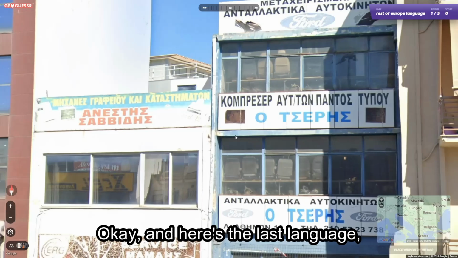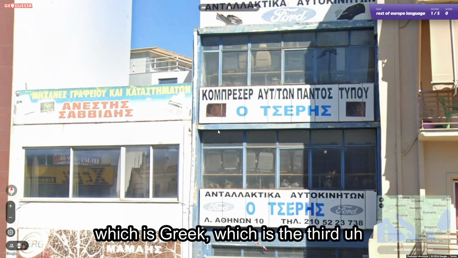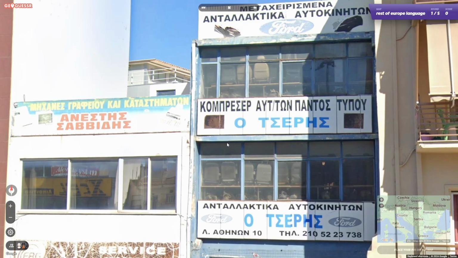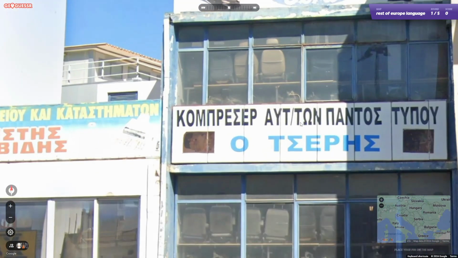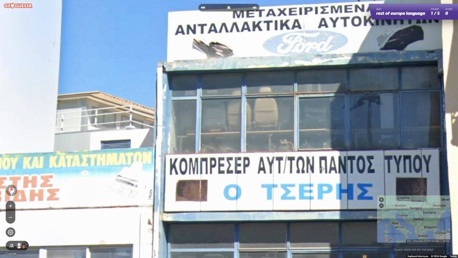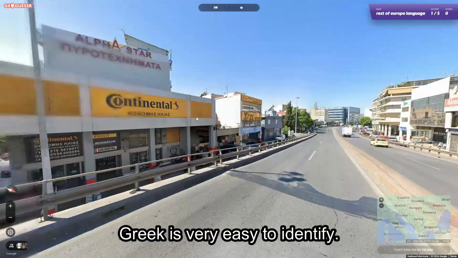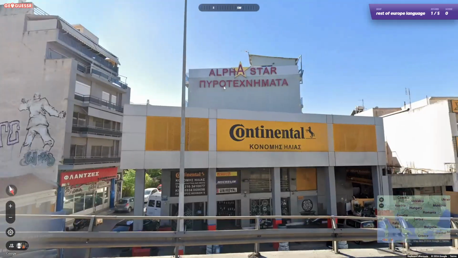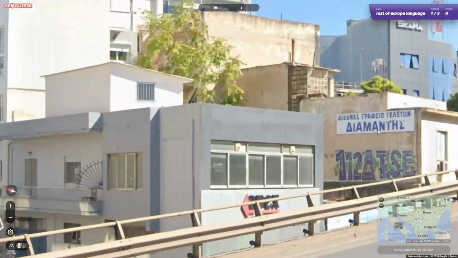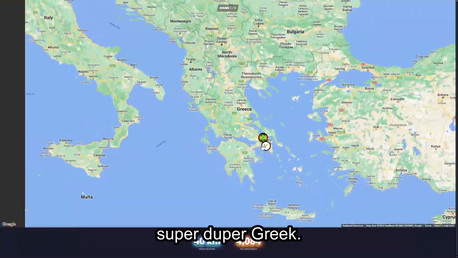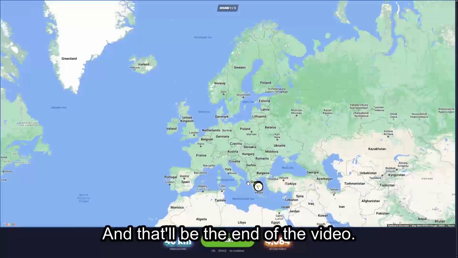I'm not certain. Okay, and here's the last language, which is Greek, which is the third script in Europe. And you can see this and the omega. You have this N, which is in both this and Cyrillic. Greek is very easy to identify. Oh, here we have the word alpha, which is also in Greek. Yeah, this little triangle, the omega sign, just super duper Greek. And that'll be the end of the video.